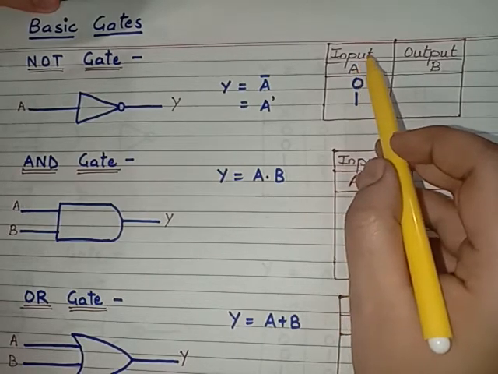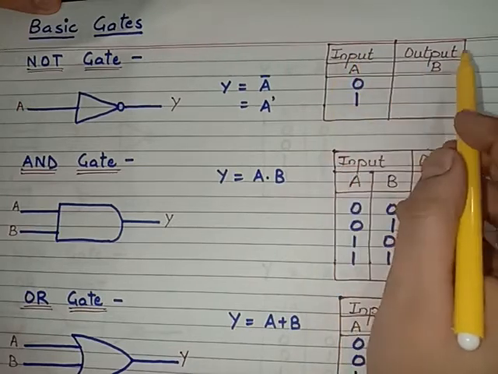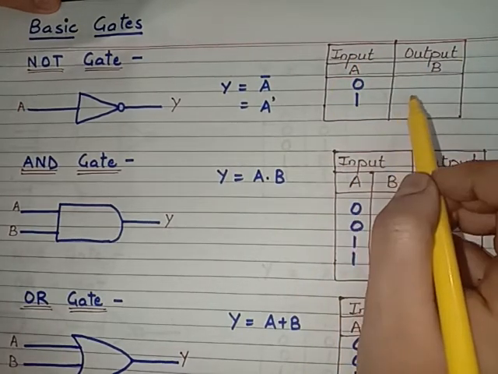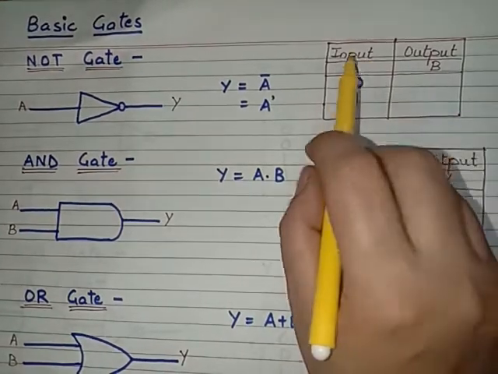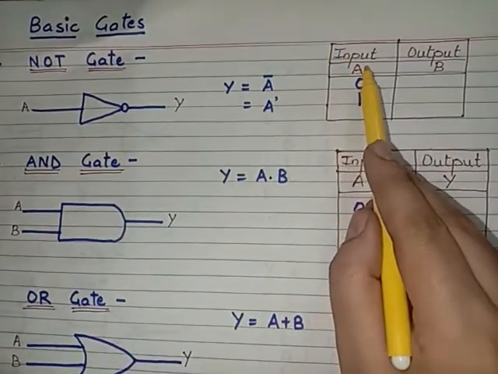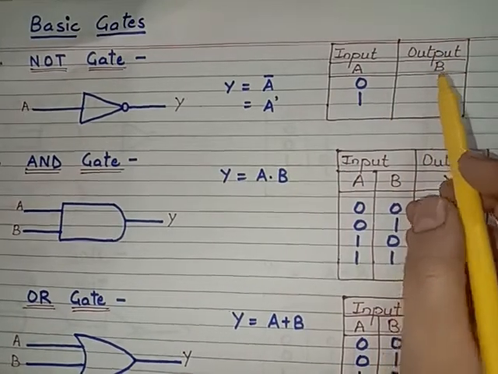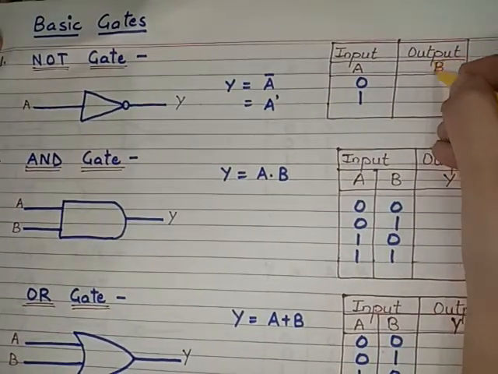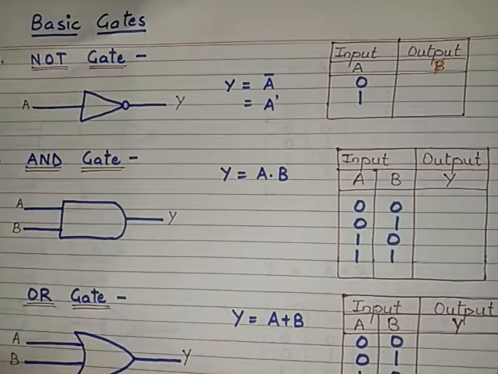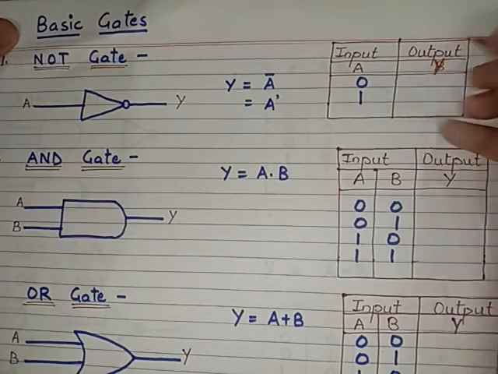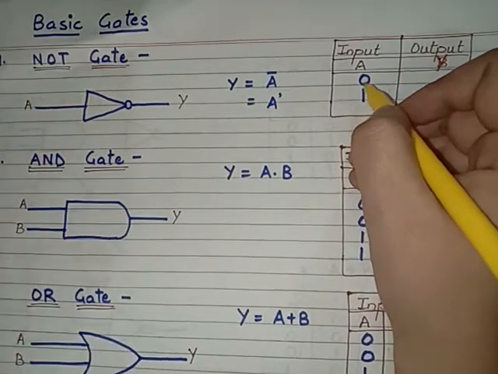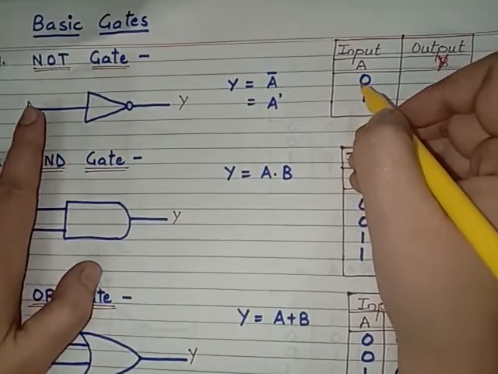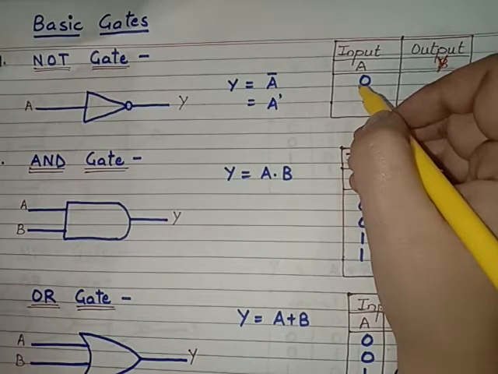So here we have the input and output. Basically we are going to relate the input and output relations in this table. For the NOT gate, we have a single input, that is A, and the output, that is Y. We have two basic options for the input. Because it's a digital gate, we can provide a 0 or we can provide a 1. We have only two options.